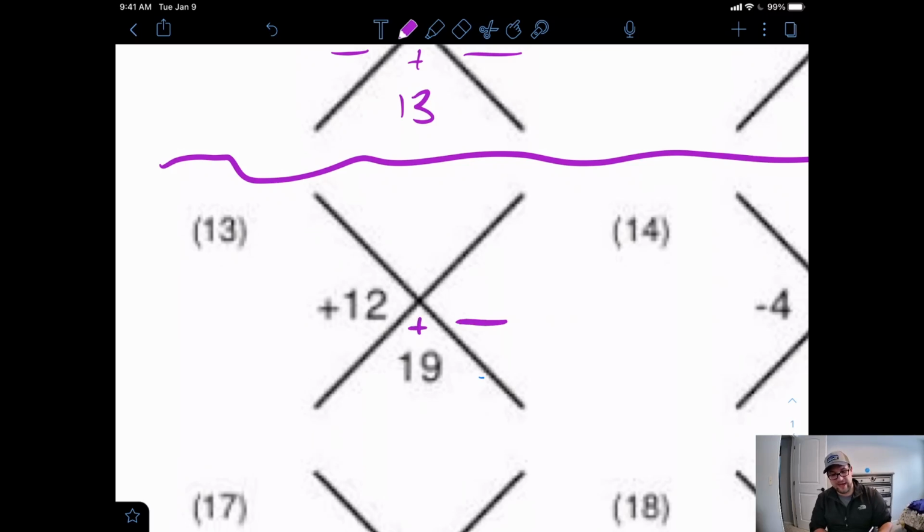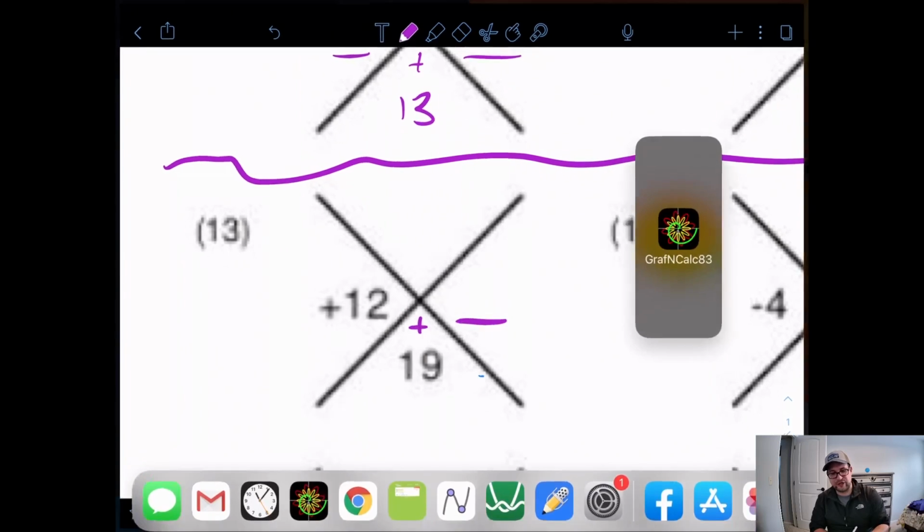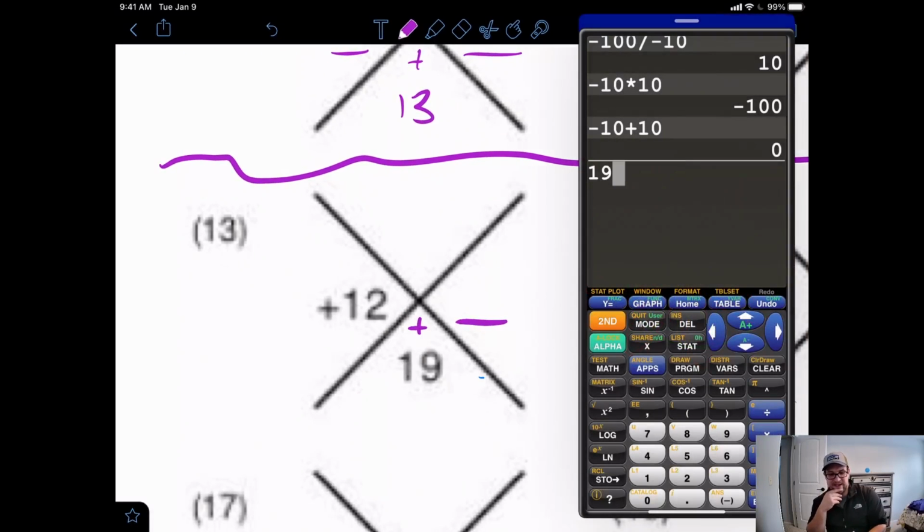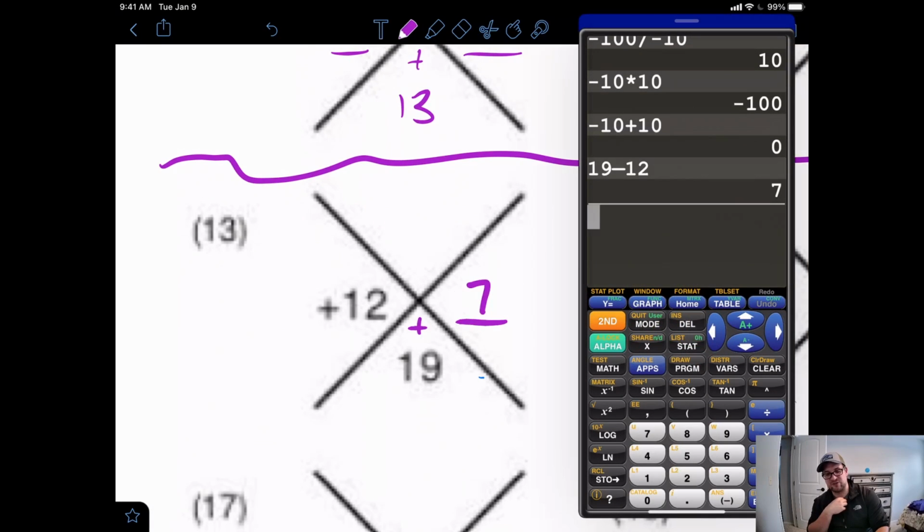Now, if you don't know the answer, there's an easy way to figure it out on your calculator. You just got to say 19, take away 12, and that gives us 7. So 7 must be our number over here. And it's good to check that. If I take 12 plus 7, I do get 19, so this works out.